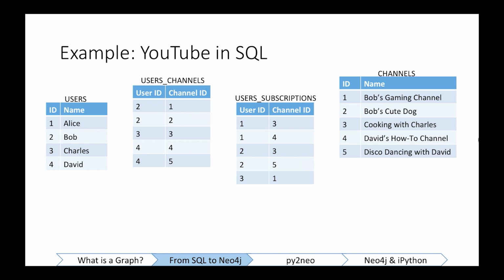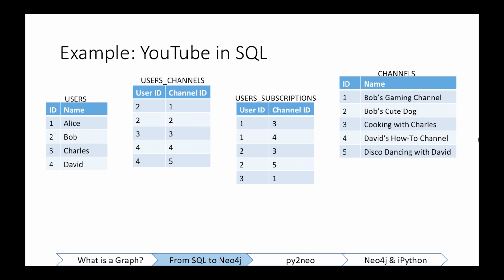And this is the same story where you have one field that would be the user ID field that would have a foreign key back to the users table, and then you would have a channel ID field that would have a foreign key back to the channels table. It's the same thing here, and this would capture which users subscribe to which channels.